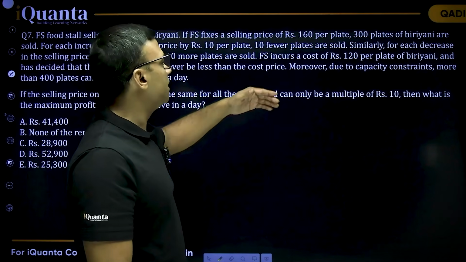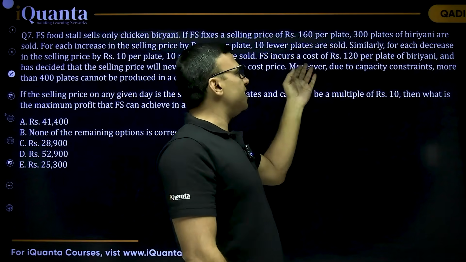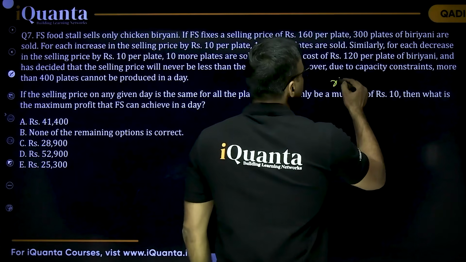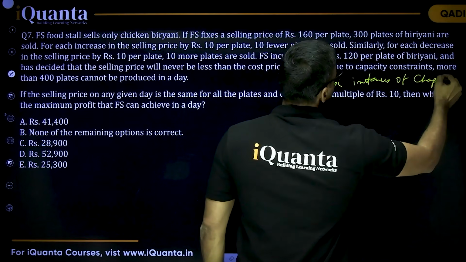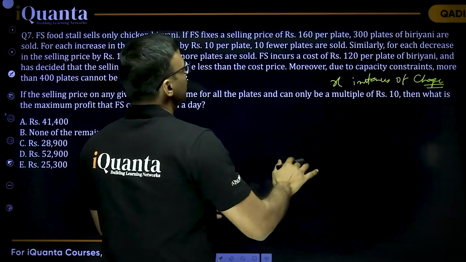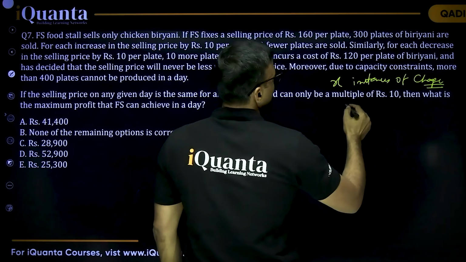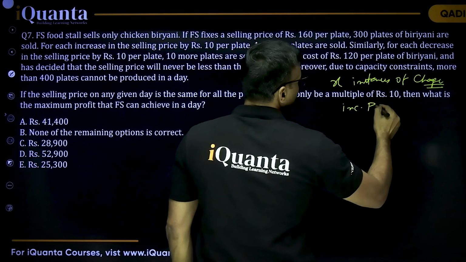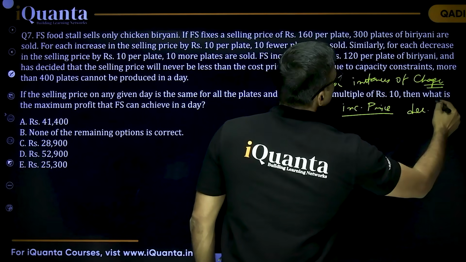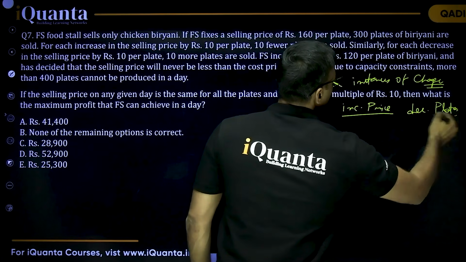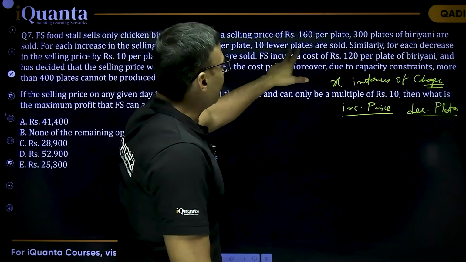decrease, I mean, let's say if I increase the price, number of plates will decrease. If I increase the number of plates, the price will decrease, right? So if I assume that there are X instances of change, let's assume that we are increasing the price, so number of plates will decrease. You can take any one, that doesn't matter. Increase price, then decrease the plates. So if there are X instances of change, in every one instance we are changing the price by 10 rupees and the plates also by 10.